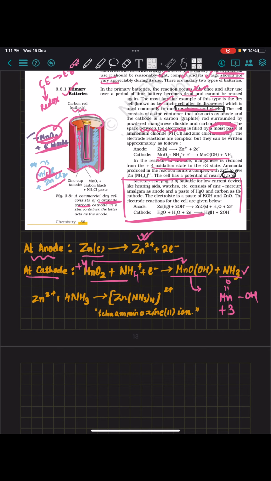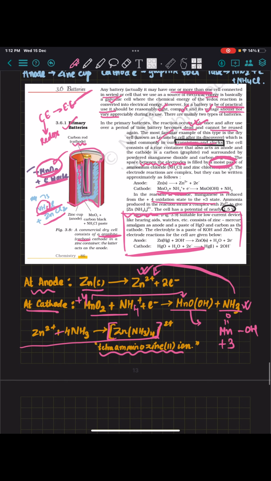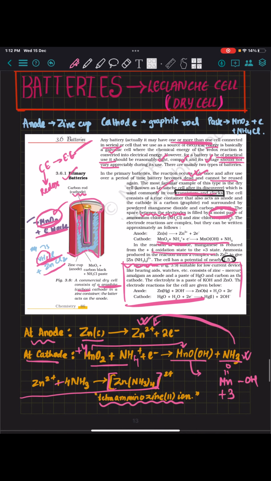Next, coming to ammonia, it reacts with the Zn2+ that comes from the anode, and they form a complex ion, which is the tetraamminezinc(II) ion. The formula is as given in the NCERT here. The last point about the Leclanche cell is that it has a potential of nearly 1.5 volts, and it's better to remember it because the numbers are slightly different when it comes to the Leclanche cell and the mercury cell. So if you remember it, it's better.